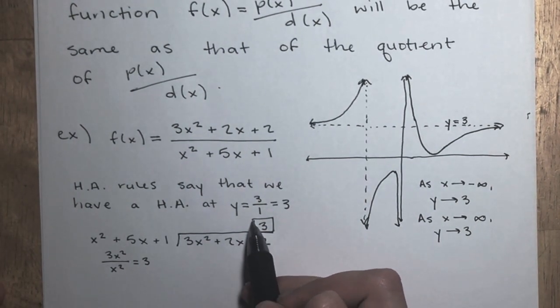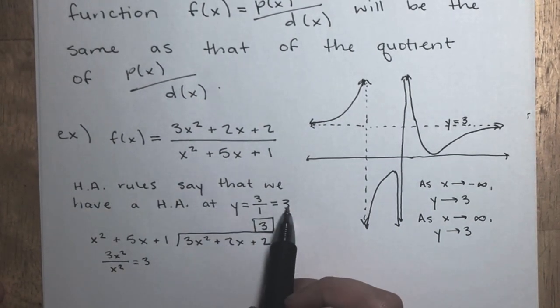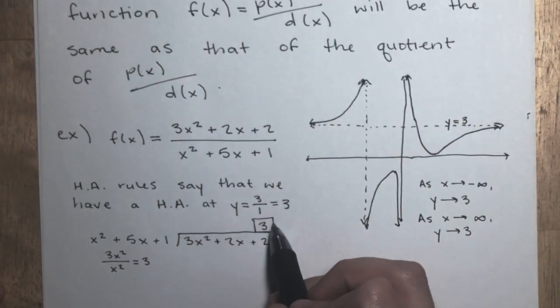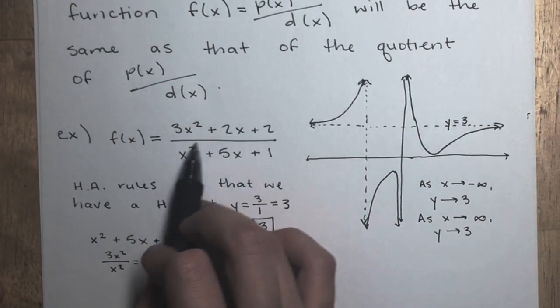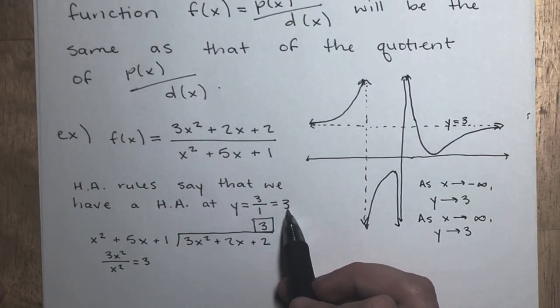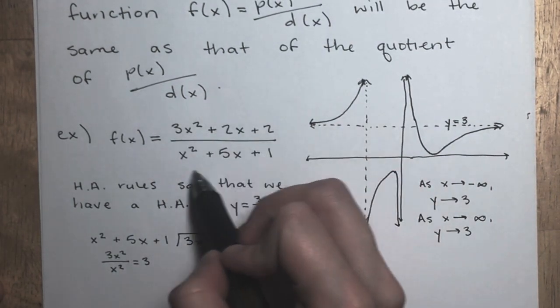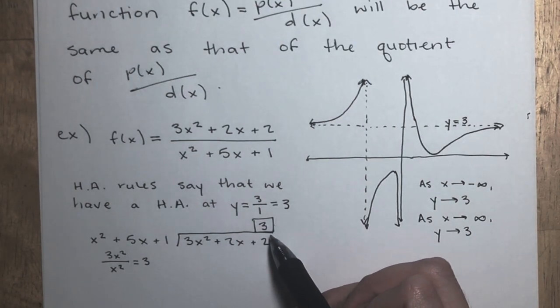It's not a coincidence that this is the same as our horizontal asymptote. That's what this is saying. So if we divide this numerator by this denominator, we're going to get the horizontal asymptote. The quotient of this division problem is the horizontal asymptote.